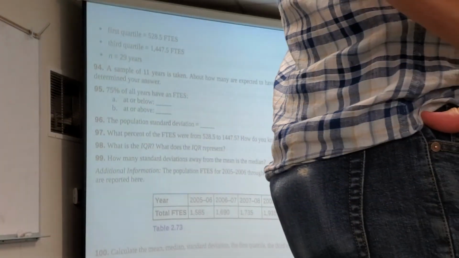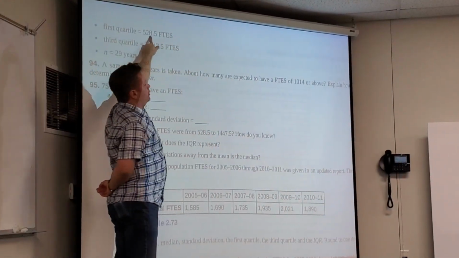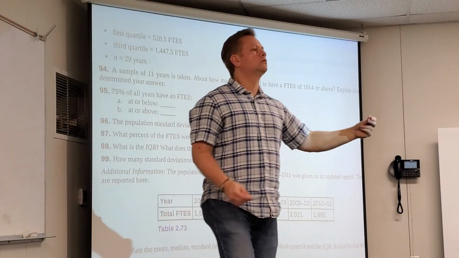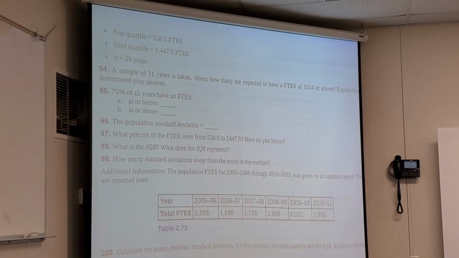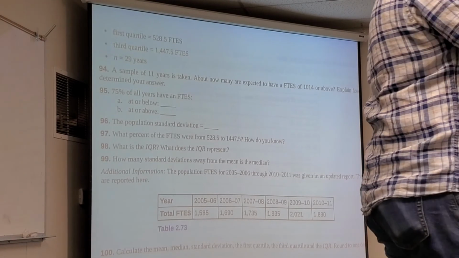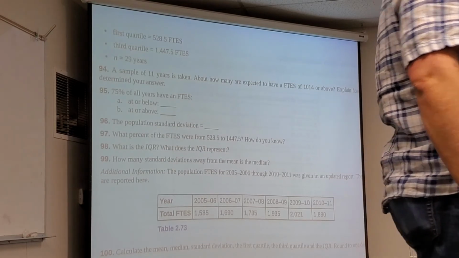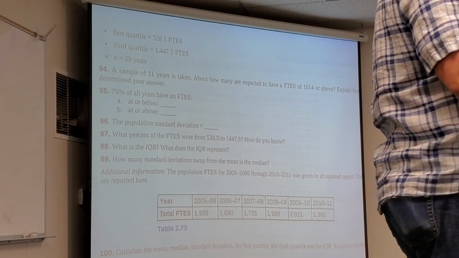What does the first quartile mean, for example? What's that mean? What percentage are below this? You can do it. First quartile is also P what? First quartile is P 25. So what does that mean? What percentage is below or at 528.5? 25%. So what percentage is above 528.5? 75%. All right, that's all I'm going to say, because now you should be able to figure it out.